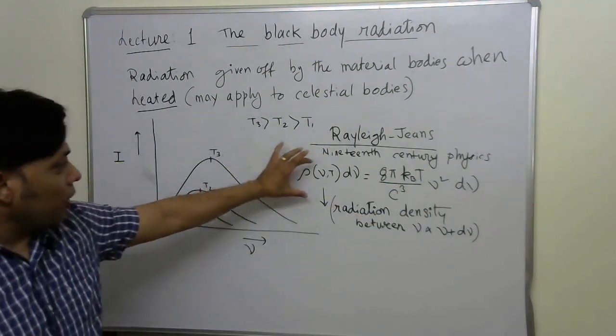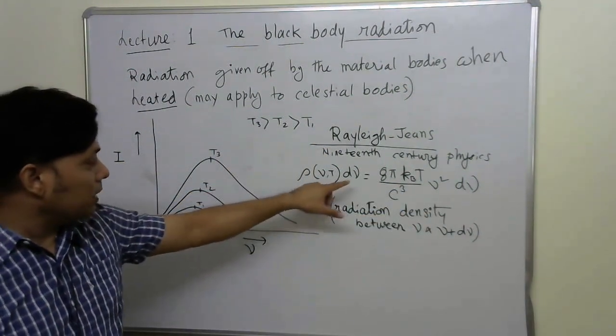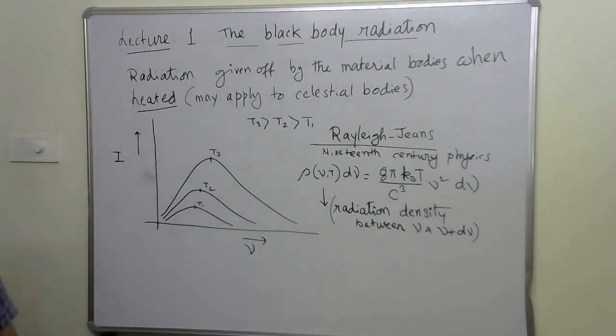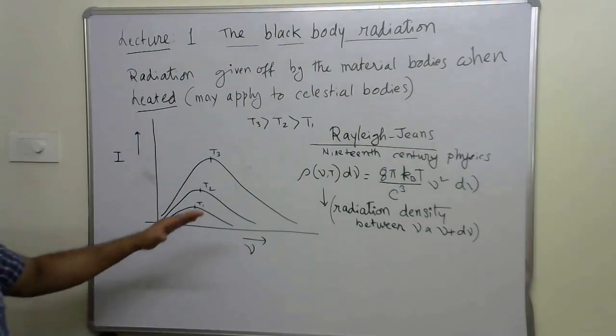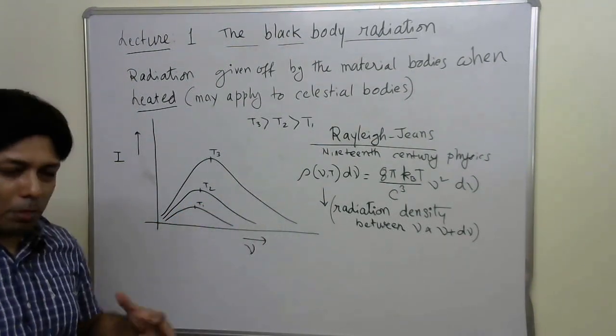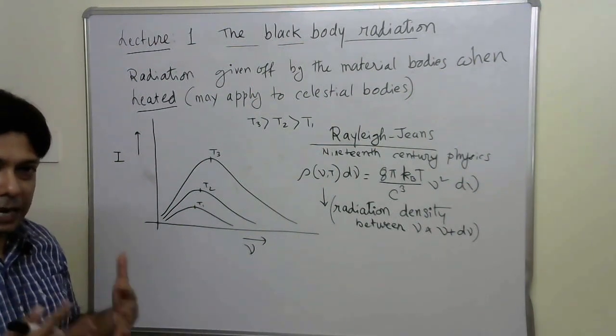So this function rho(nu, T) has been equated with 8 pi kB T over c cube times nu square d nu. Rayleigh and Jeans proposed this theory from the very basic understanding of classical physics.